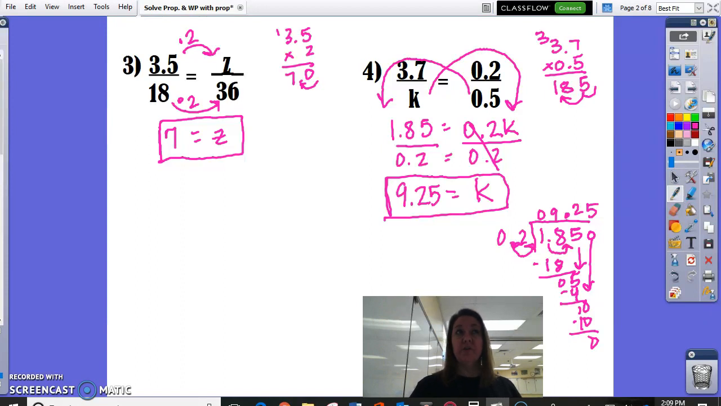Alright, so this is a review of ways to solve proportions. Remember to try to simplify first. Use equivalent fractions when you can, and when all else fails, or if you want to use this method all of the time, you could always use cross products.